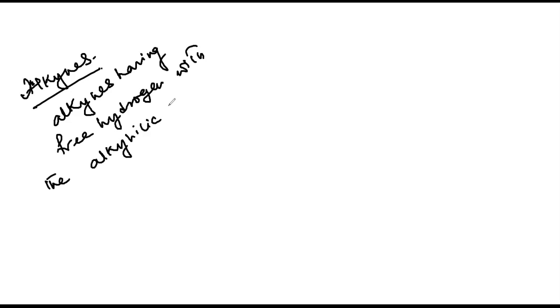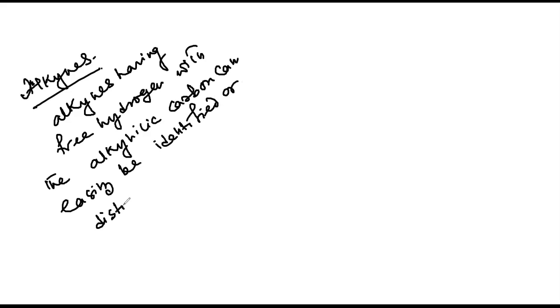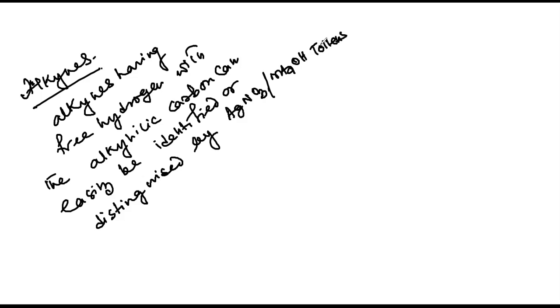Alkyne is very simple. At first, alkynes having free hydrogen on the alkynylic carbon can easily be identified by Tollens reagent or Fehling's solution.